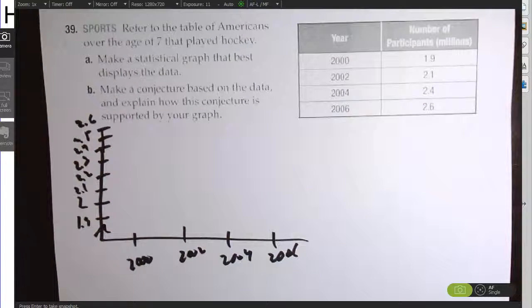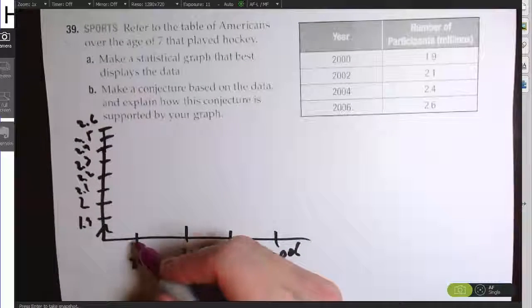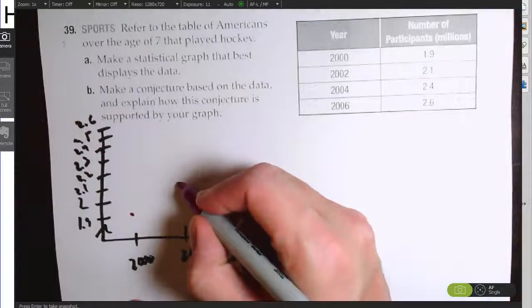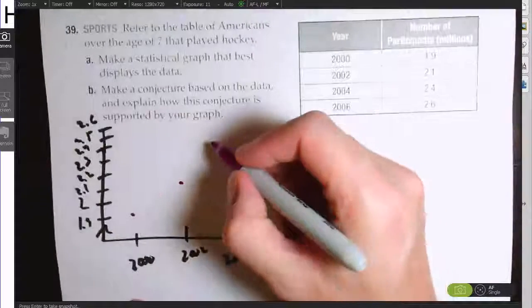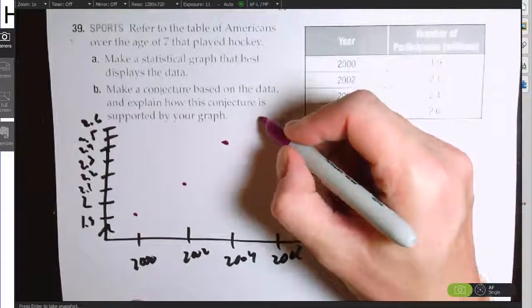So we now can look at our little graph. So in 2000 we had 1.9 million people. 2002 we had 2.1. 2004 we had 2.4. And then 2006 we had 2.6.